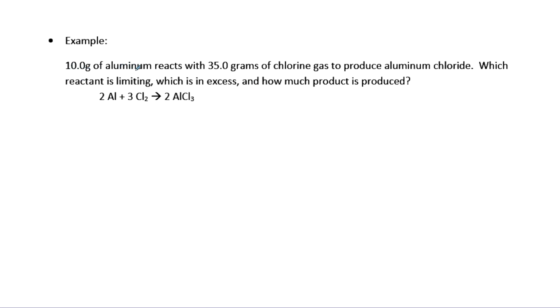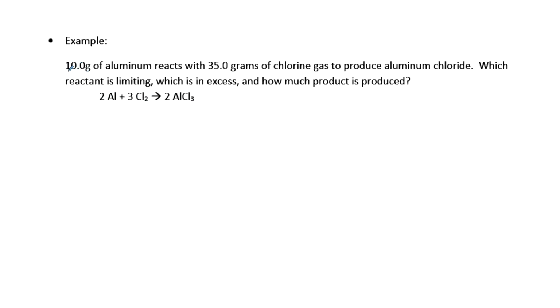Okay, so we're told 10 grams of aluminum reacts with 35 grams of chlorine gas to produce aluminum chloride. Which reactant is limiting, which is in excess, and how much product is produced? Okay, so here's the reaction. It's already written out for you and it's already balanced.